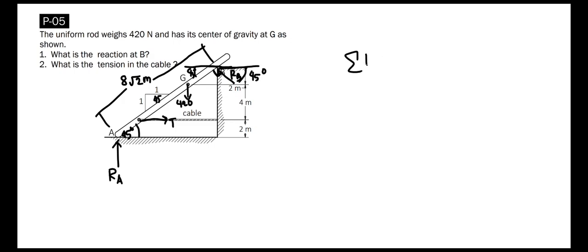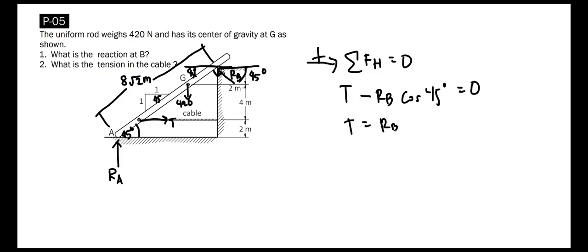So taking summation of forces horizontal equal to 0, considering rightward force to be positive, we have the tensile force T minus the horizontal component of the reaction at B. So this R sub B cosine of 45 degrees equal to 0. So we have T equal to R sub B cosine of 45 degrees. And we let this be our first equation.